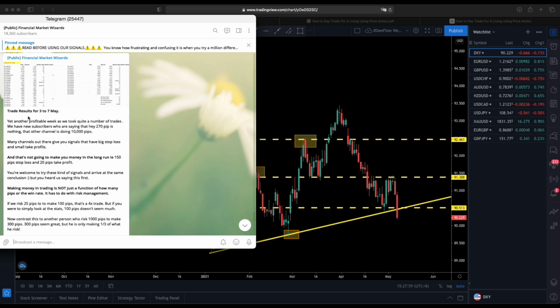This week is the 3rd of May. We traded from 3rd of May to 7th of May, and today is the 8th of May. So we made a lot of money this week. Hope you traded safe and made some money if you followed us on Telegram.